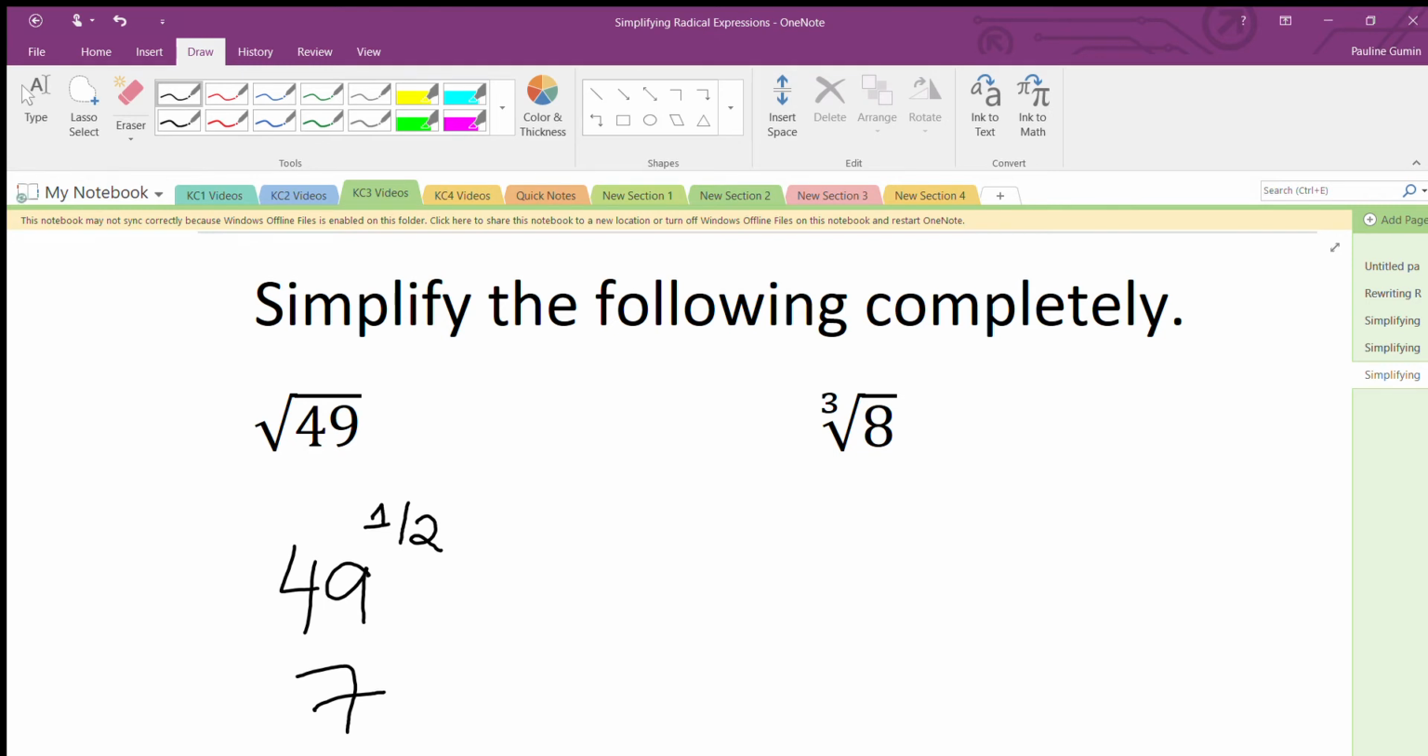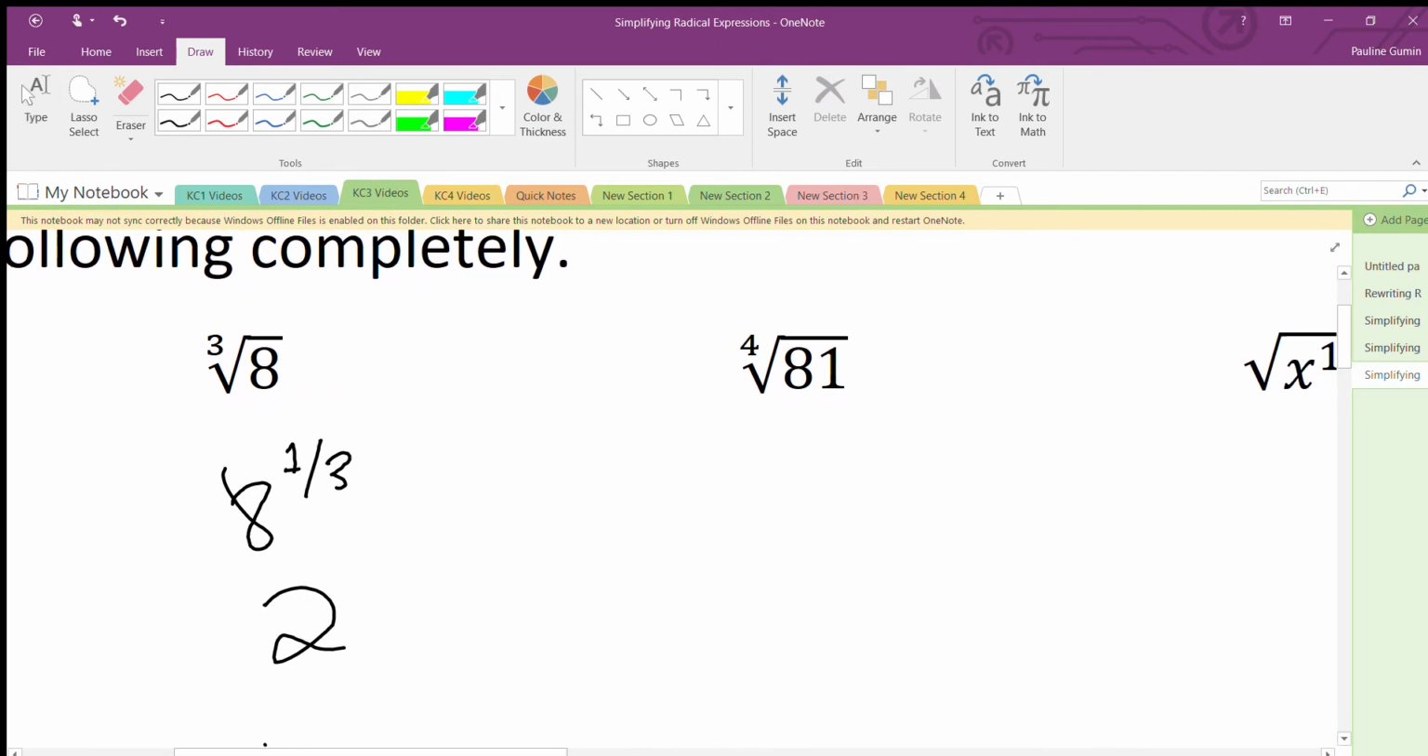Here we have a base of 8. 8 has an exponent of 1. The root is 3. Our answer is 2. Now, if you don't know 8 to the 1/3 power off the top of your head, I recommend you remember it, but you have a calculator. Why not use it?